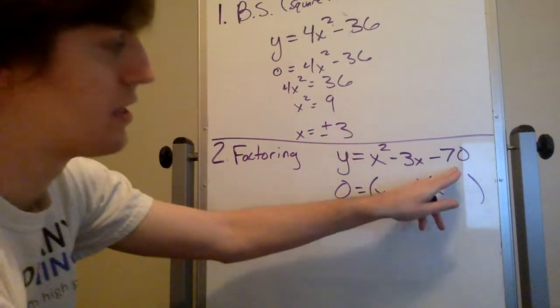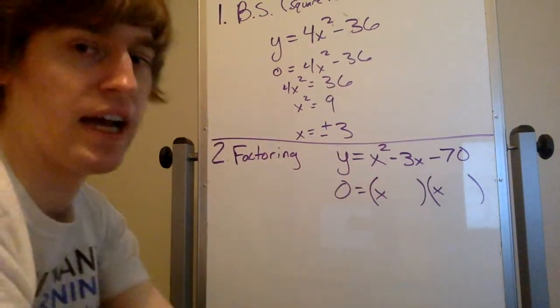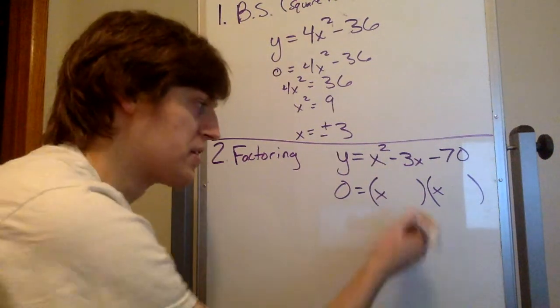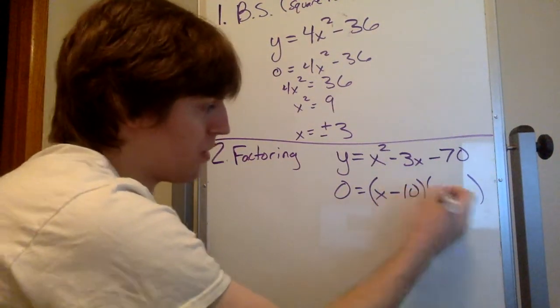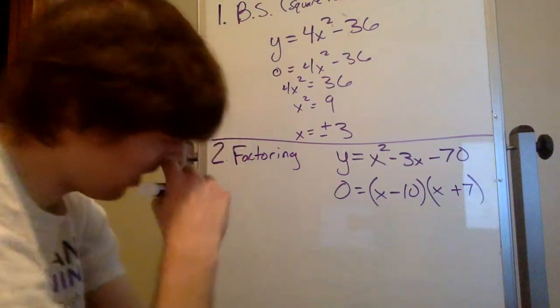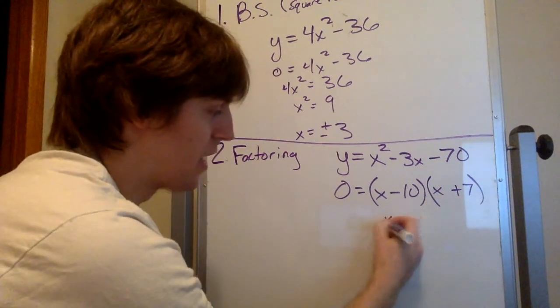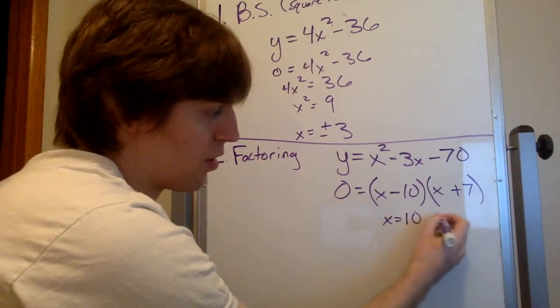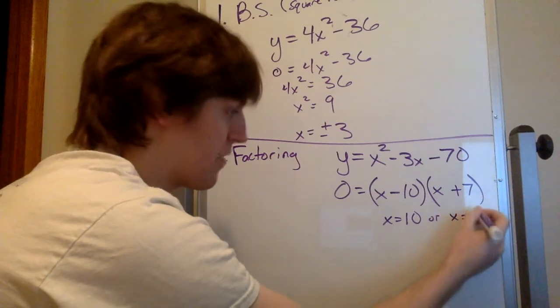Okay, what multiplies to negative 70 and adds to negative 3? In this case, it would be minus 10 plus 7. Okay, so our two answers would be x equals 10 or x equals negative 7.